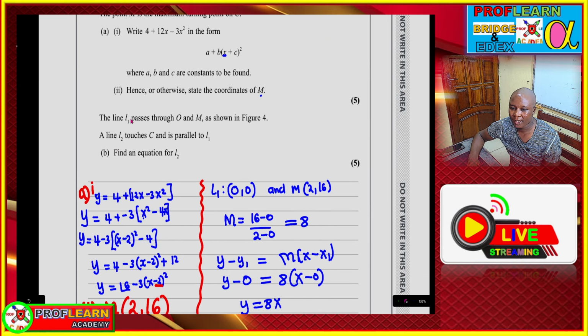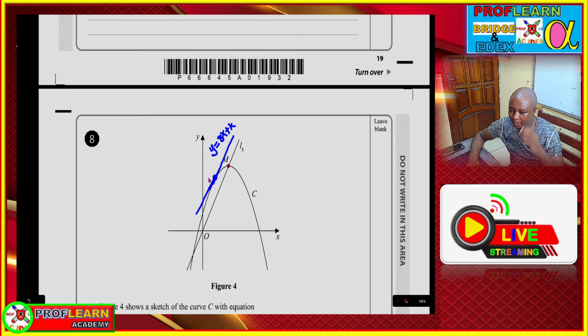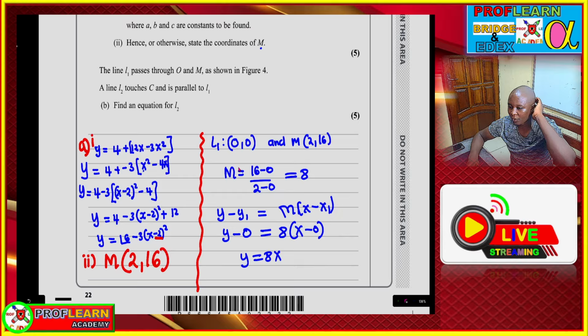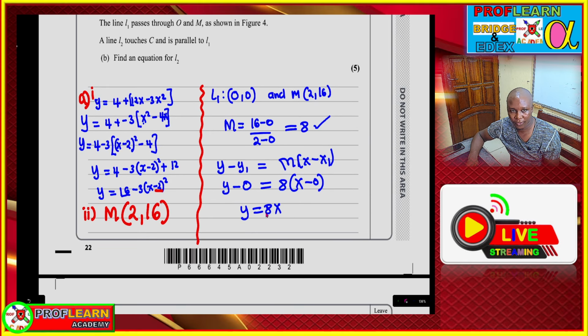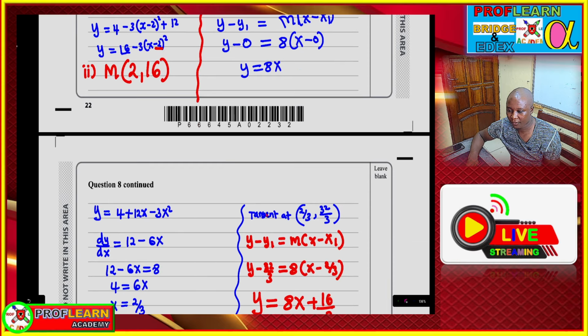Then you are told line L1 passes through O and M. It passes through O and M. So meaning we can find the equation of L1 because you'll find the gradient. Since we are given 2 points, it passes through O, which is the origin, and M. You subtract, change in y over change in x, you get the gradient of that line, and then you can use it to find the equation, as I've highlighted here.